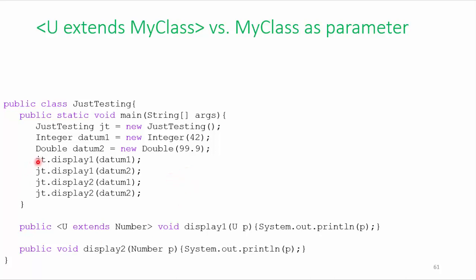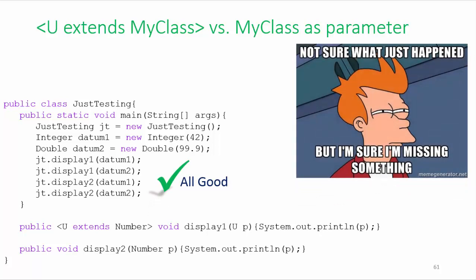And we are going to use the display1 and display2 methods that are defined inside the class justTesting. So we're going to call them by just saying jt.display1, jt.display2, okay? And we are going to pass to each of them both datum1 and then datum2. And we are going to see if we get a compilation error, if there is any sort of difference at compilation time or even runtime. And actually, all of those examples work out, meaning that when I pass an Integer to display1, it's okay, because the type of the parameter is Integer, so Integer replaces u here, and u is expected to extend Number, which Integer does, so we're good.